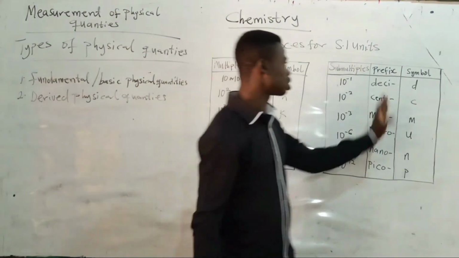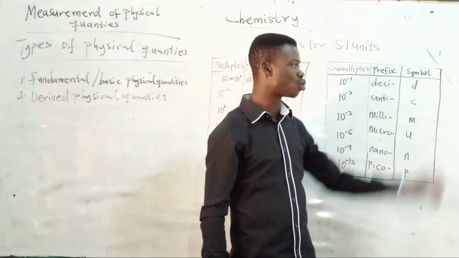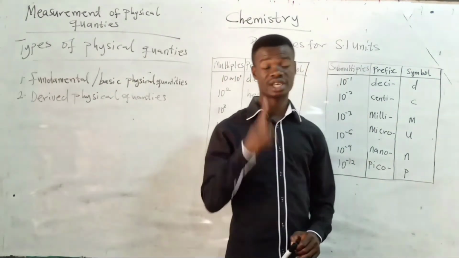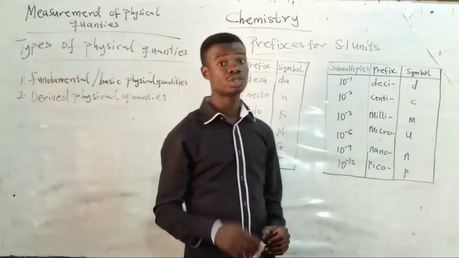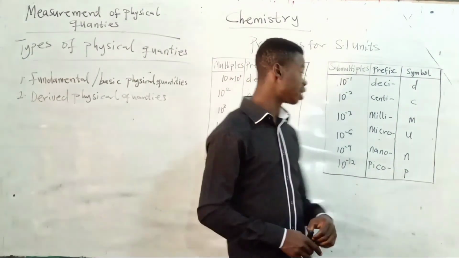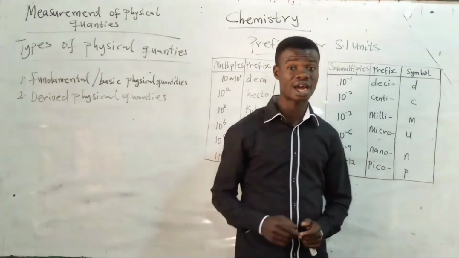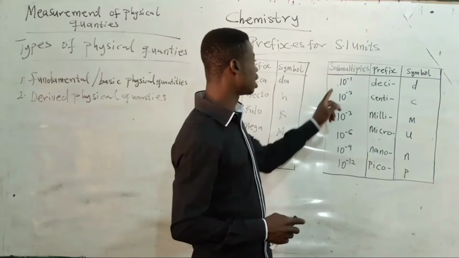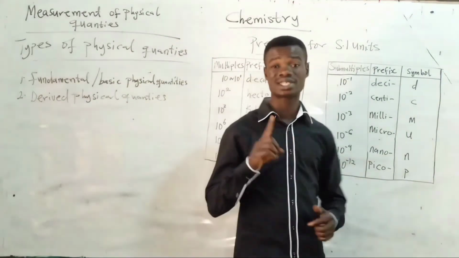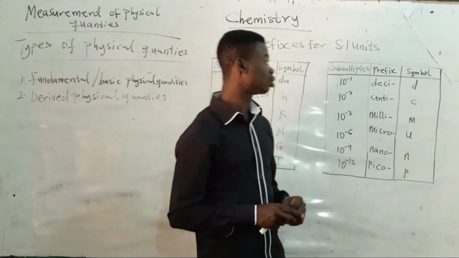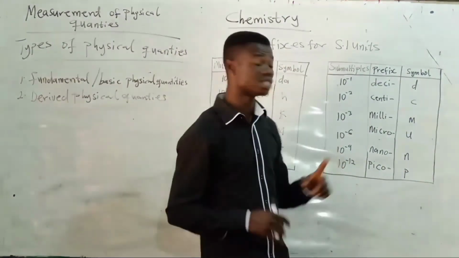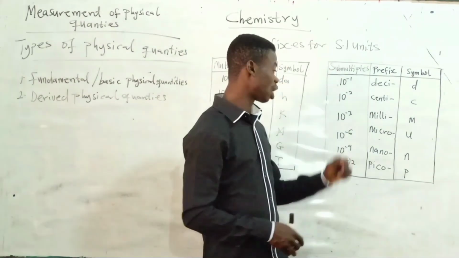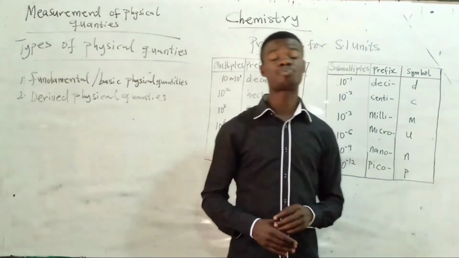Then we have the sub-multiples, with their prefixes and symbols as well. Under the sub-multiples, we have 10 exponent negative 1, 10 exponent negative 2, 10 exponent negative 3, 10 exponent negative 6, exponent negative 9, and lastly, exponent negative 12. The exponent negative 1 is called deci. Then negative 2 is called centi. And we have milli, micro, nano, and lastly, pico.